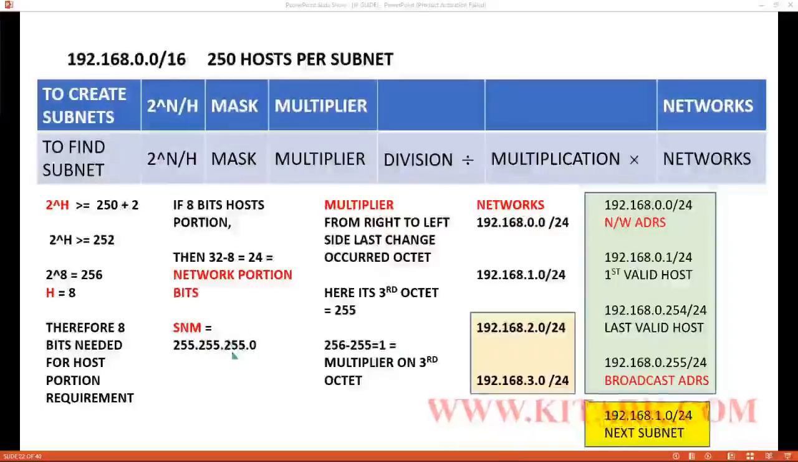Here in the third octet, the value is 192.168.0, so 0 is in the third octet. In that third octet, the value is going to increase by 1 for each subnet. So 192.168.0 is one subnet, 192.168.1 is another subnet, 192.168.2 is another, 192.168.3 is another. Likewise it's going to happen. After finding the multiplier, you can start writing your networks. The multiplier means the increment on the particular octet, so here the third octet should increase by 1.